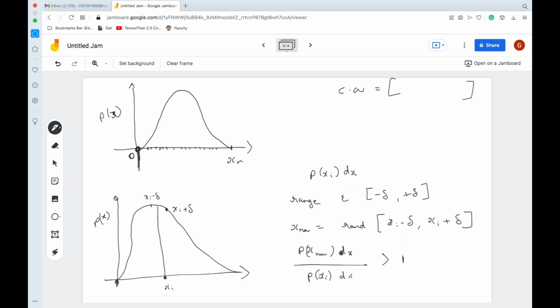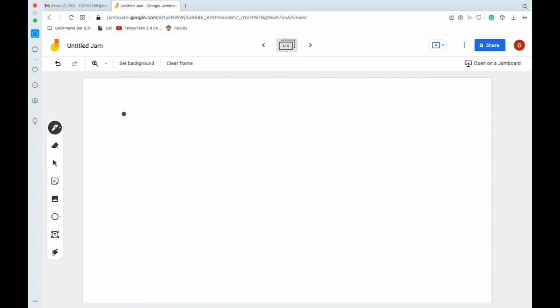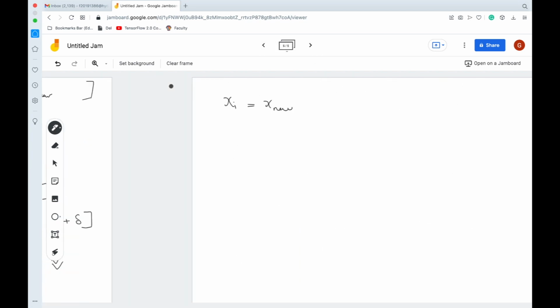Basically, it implies that the probability of occurrence of points in the neighborhood of x new is more likely than xi. So since I begin with xi, I put xi in my candidate table. Now if this is valid, I will add x new here in my candidate table because it is more likely than xi, and I will repeat the process again. What I'll do is, now my x new will be xi, so I will update xi to be my x new, and I will again repeat this process.